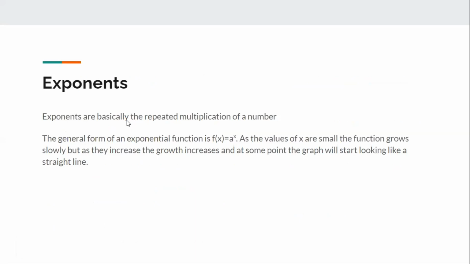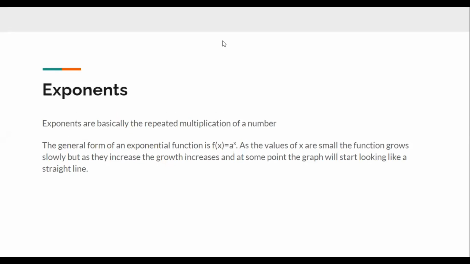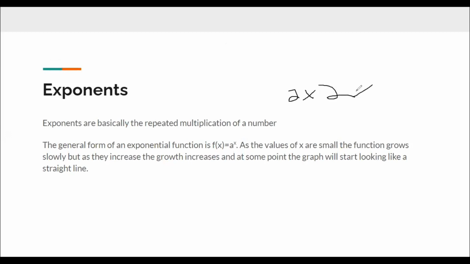So, exponents. Exponents are basically the repeated multiplication of a number. The general form of an exponential function is f(x) equals a to the power x. Because if you do 2 times 2 times 2, you could write it as a times a times a. So the general form is a to the power x, where you multiply a, x times.